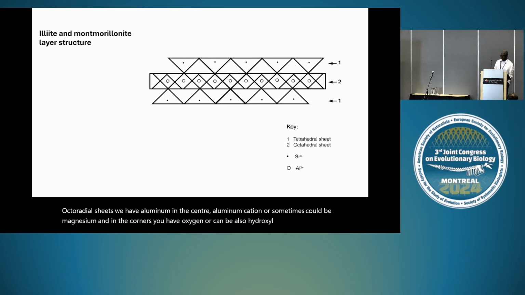And here, the basic structure of montmorillonite or illite. In the center, number 2, you have an octahedral sheet, which is sandwiched between two tetrahedral sheets, at the top and bottom. In the tetrahedral sheet at the bottom, the dark dots are silicon ions, and in the octahedral sheet in the center could be aluminum or magnesium.